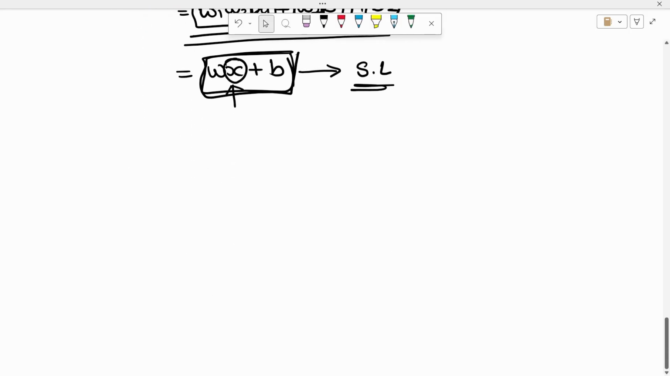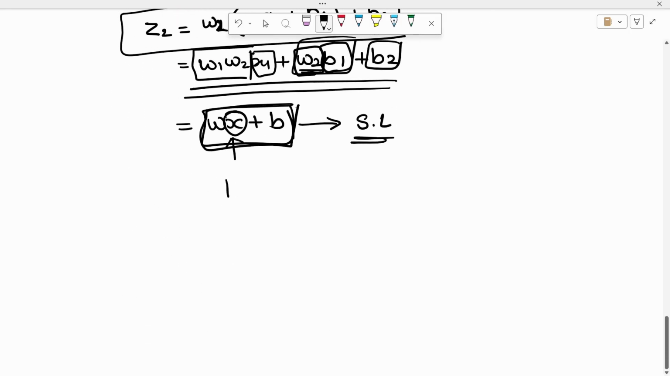So without activation functions, even if you add 100 layers of, let's say, perceptrons, it will still be equivalent to a single perceptron. All those layers will become useless because they always collapse down into a single linear function. That's why we need something called an activation function.